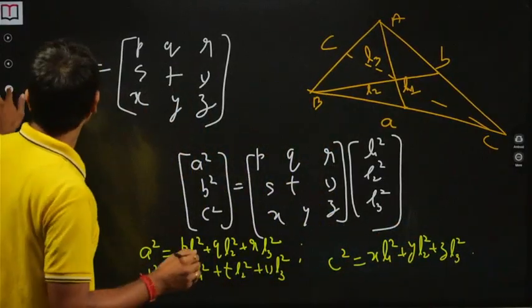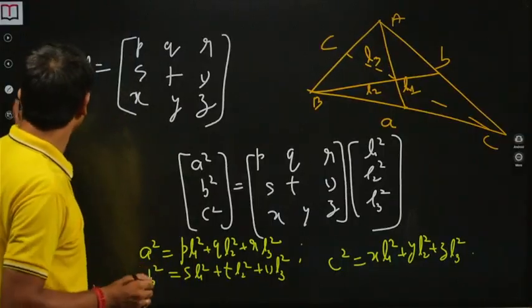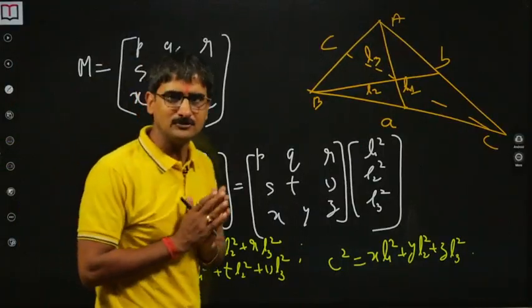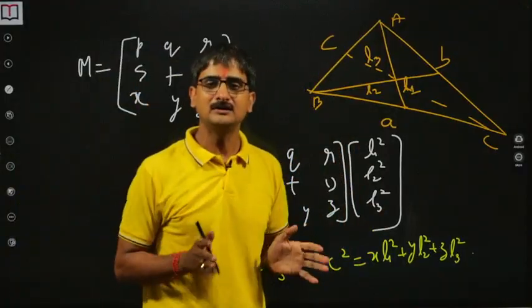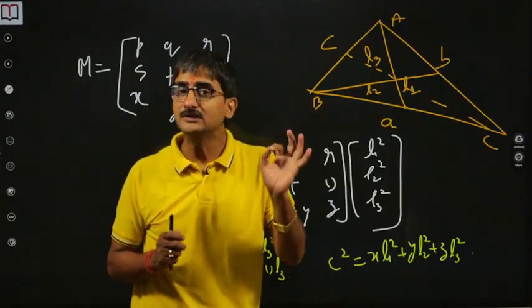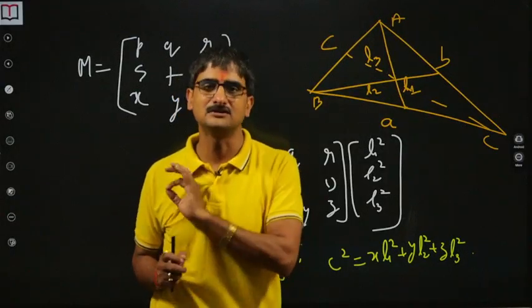Okay, but then see, in a triangle, we all should remember it. There's Apollonius theorem which helps us in relating the side lengths of the triangle with the medians of the triangle.